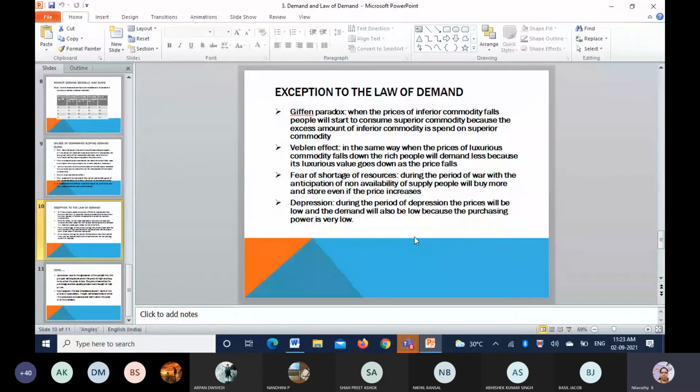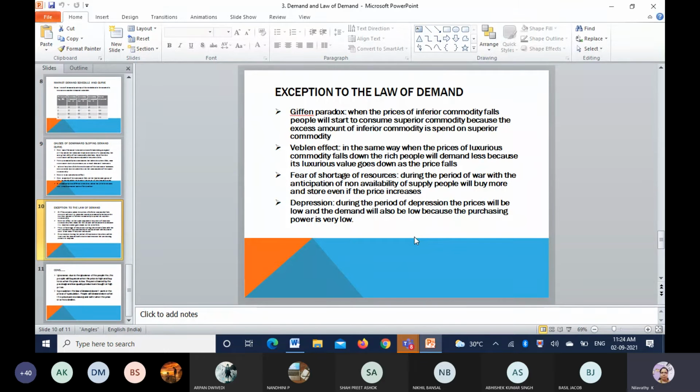Why? Because they have the fear in their mind that at least now, for this raised price, we are getting the commodity, but after 1 or 2 weeks we will come to a situation where we will not be able to get the commodity. That fear will be there in the people's minds. So they will not be following this law. For them, a rise or fall in price doesn't matter. This we have recently witnessed, so we can give that as an example.